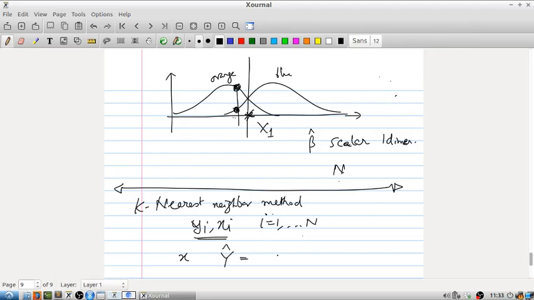And y hat is just going to be one by k, it's actually little k, times the sum over all the xi's which belong to the neighborhood of x, of their y values. I think it's easy to understand this graphically.